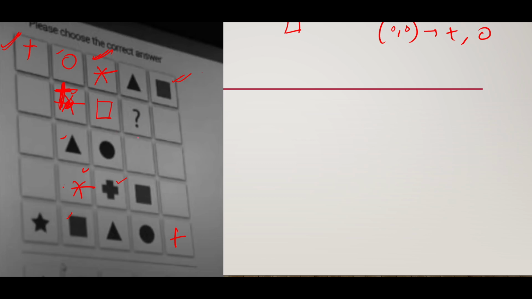In this row we have circle, we have square, we have triangle. So these three we can eliminate. So circle we don't need to fill in the question mark, square we don't need to fill in the question mark, and triangle also we don't need to fill in the question mark. We have plus and star.